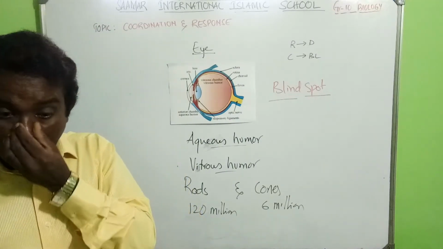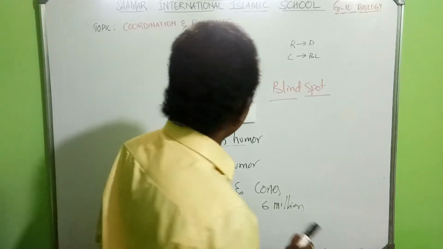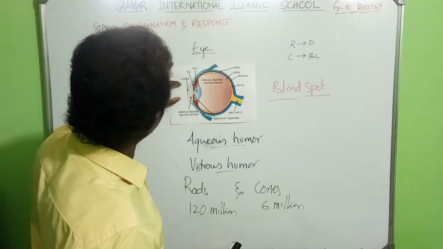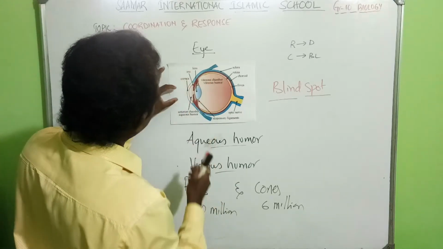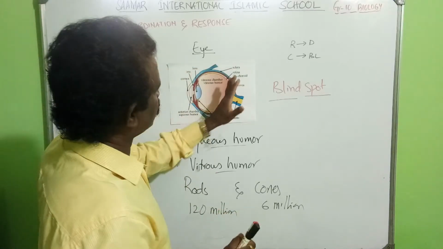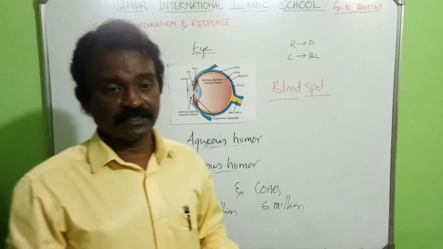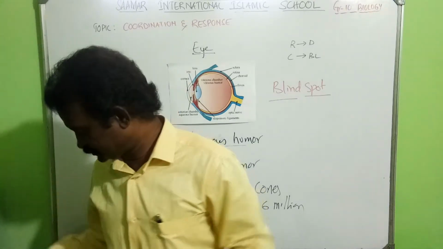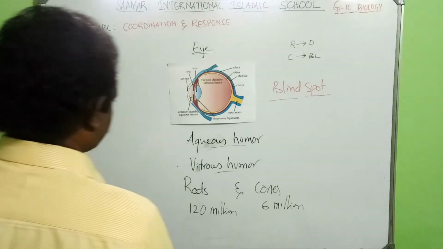Fine. Now, what happens here? The rays coming from the outside pass on to this lens here. This is the lens, and they get reflected on the retina of the eyeball. Is it clear? Now, if there is a defect in this eye, what is that? We'll see. Just find out. You can see there are defects of the eye now.